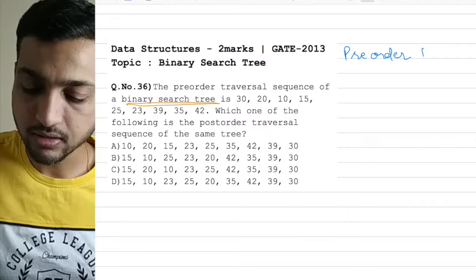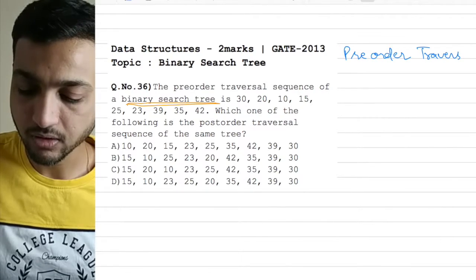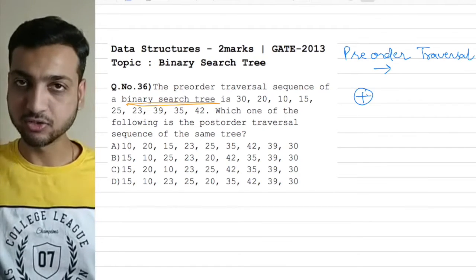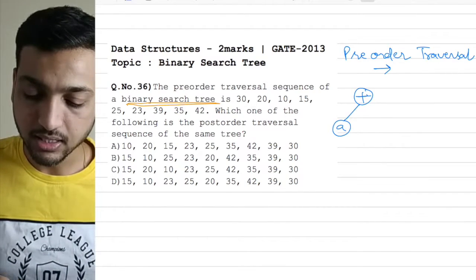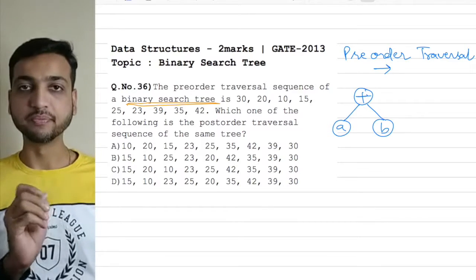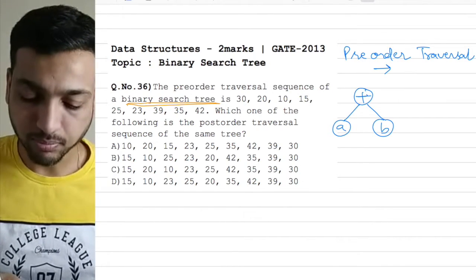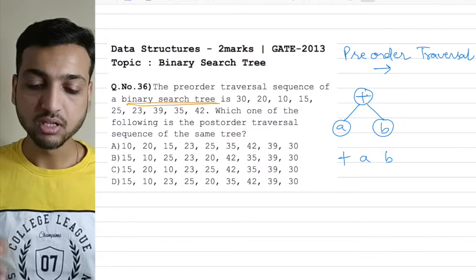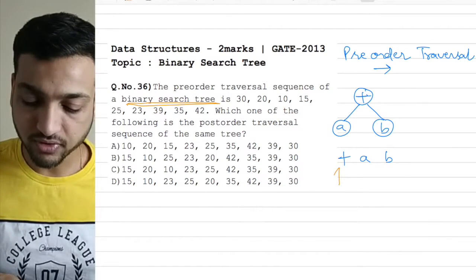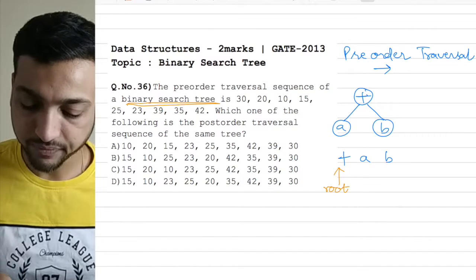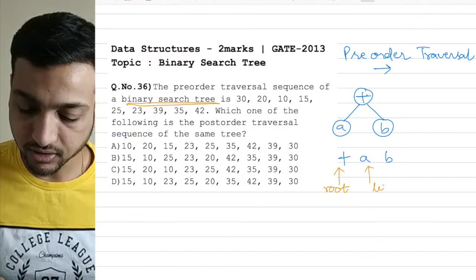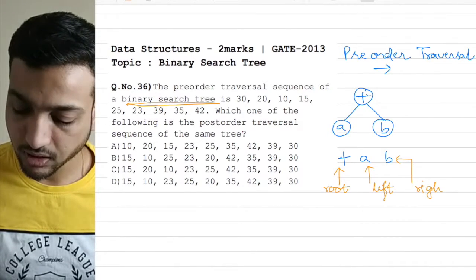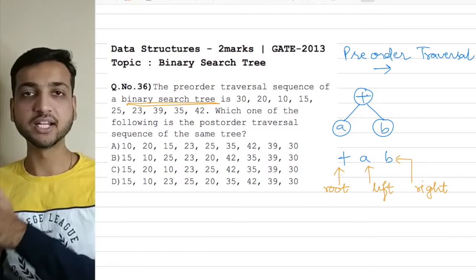Pre-order traversal. Okay, so consider this binary tree with plus as its root and A and B as its children. So the pre-order traversal of this tree is plus A, B. This is how the tree will be traversed. Now the point to be noted here is, first we will visit the root, then we visit the left, and then we visit the right. This is how a pre-order traversal of a tree happens.